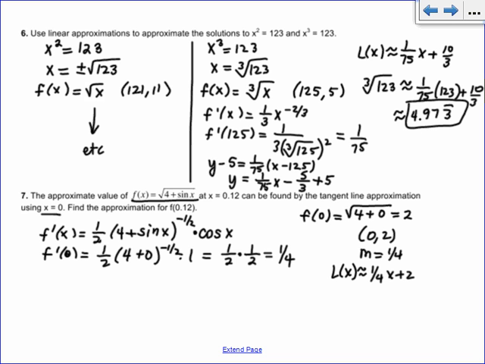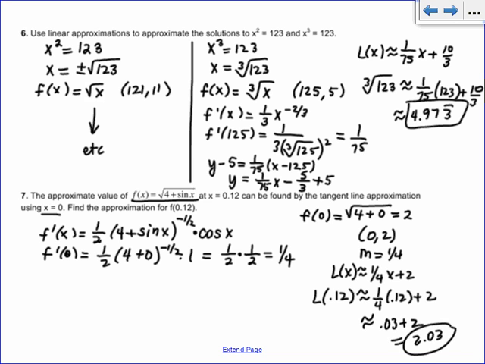All right, so my approximation for 0.12, we have 1/4 of 0.12 plus 2. Can you guys do that? 1/4 of 0.12? 0.03, exactly. So I have 0.03, which ends up being 2.03. So I have 2.03 as my answer. Okay, all without a calculator. Do you guys see how we do this now?